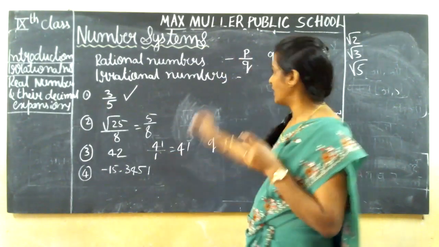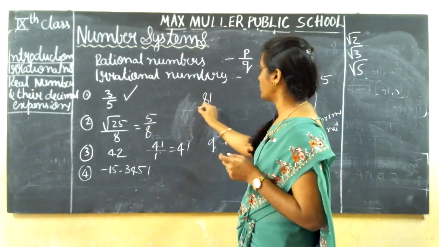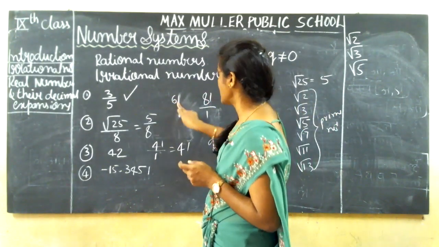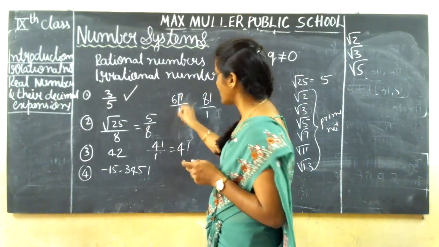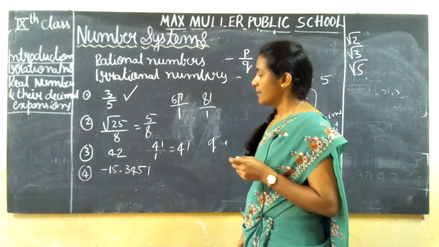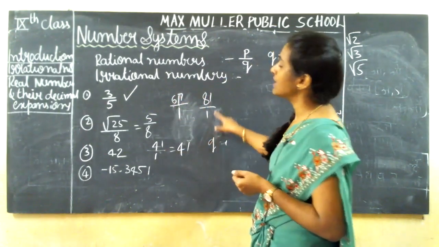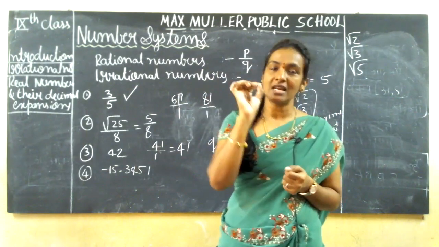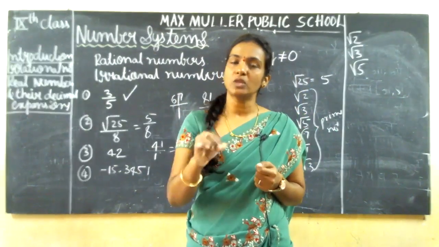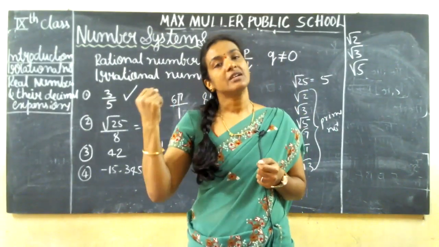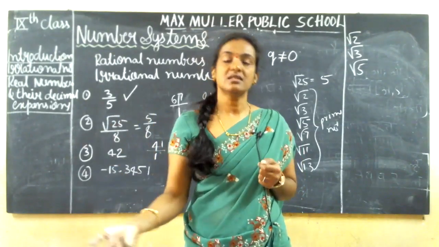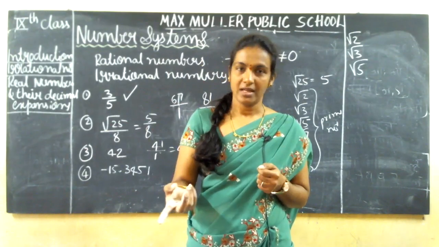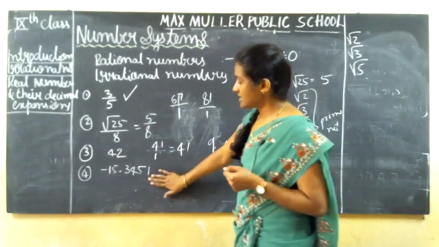If you have 81, it is a rational number, because you can write 1 in the denominator place. 67 is also a rational number because you can write 1 in the denominator place. So these kinds of numbers you can take as rational numbers, because in the denominator place you can write 1, and q is not equal to 0. Because we are writing 1, there is no change in the value either. Right? Then what about this, guys?